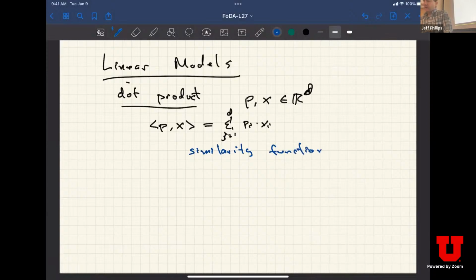Okay, so that means that the more similar the points P and X are to each other, the larger the number should be. If we think of these as vectors, a point P and a point X, the dot product, assuming they're unit vectors, is kind of like the length of P dot X. It's kind of like the length of the projection onto P of X, right?